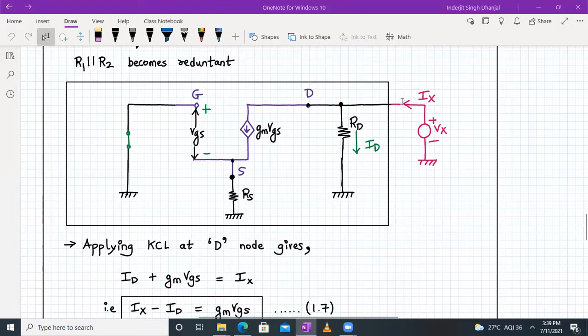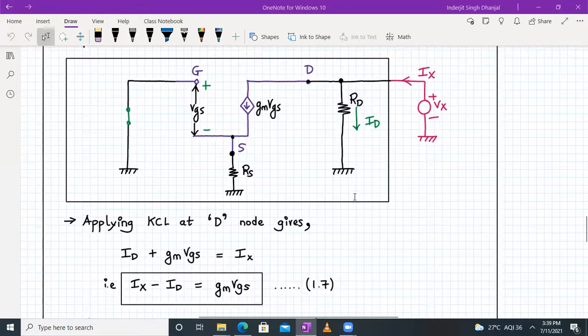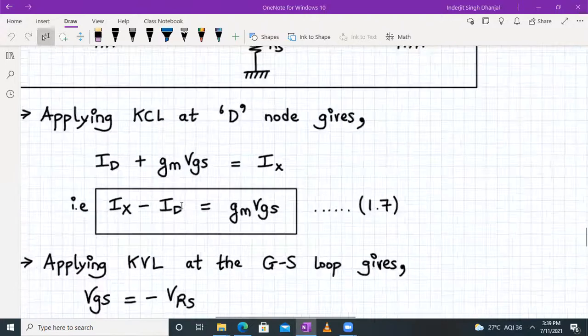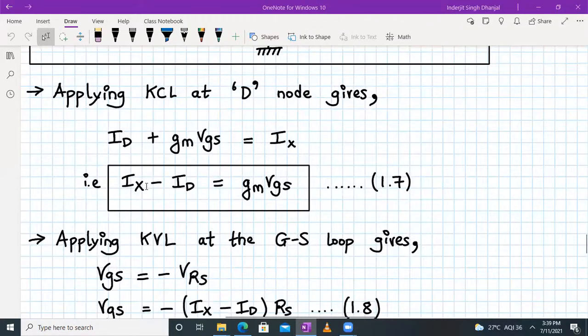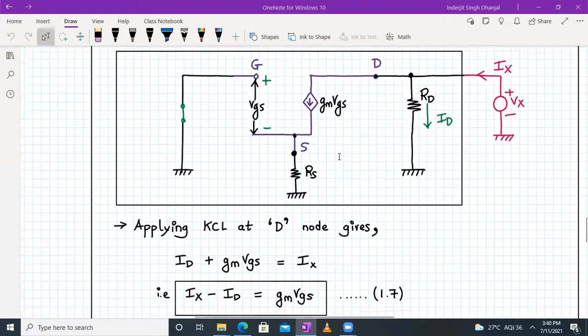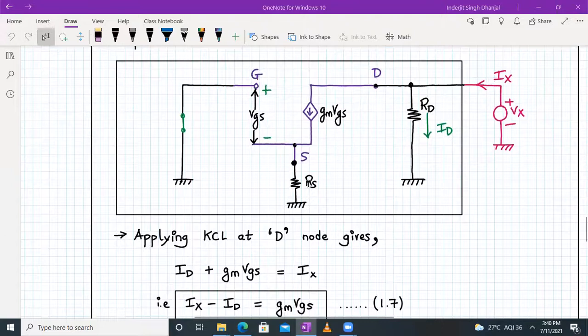The direction of the arrow for Ix was not mentioned. So when we apply the KCL at the drain node, the sum of incoming currents should be equal to the sum of outgoing currents. Over here, the incoming current is Ix and the outgoing currents are ID and gm into VGS. So ID plus gm into VGS should be equal to Ix. That means Ix minus ID should be equal to gm into VGS, which we call equation number 1.7.